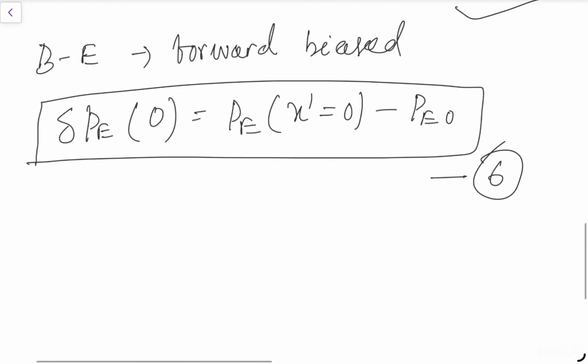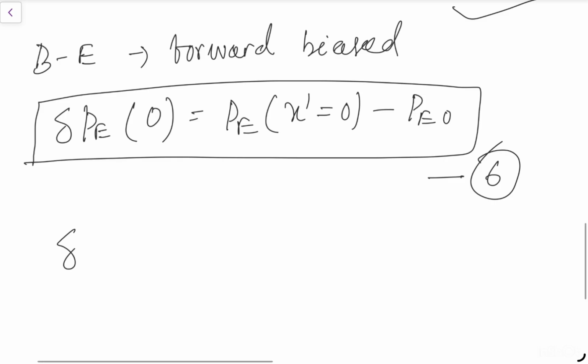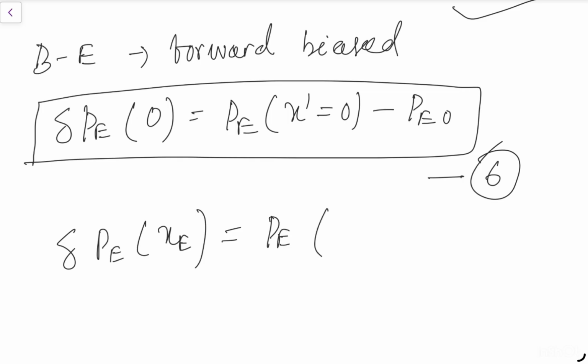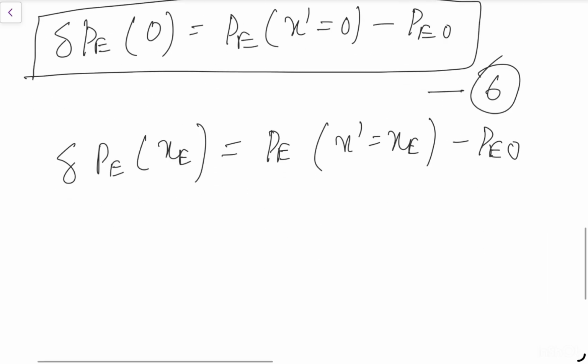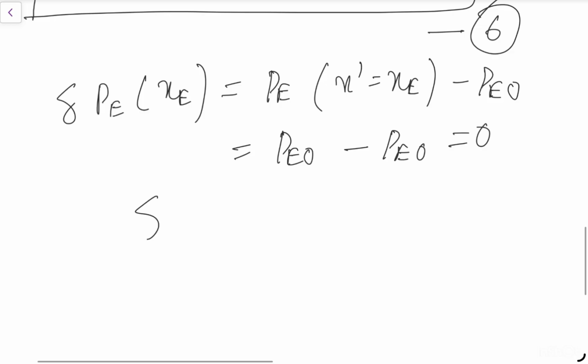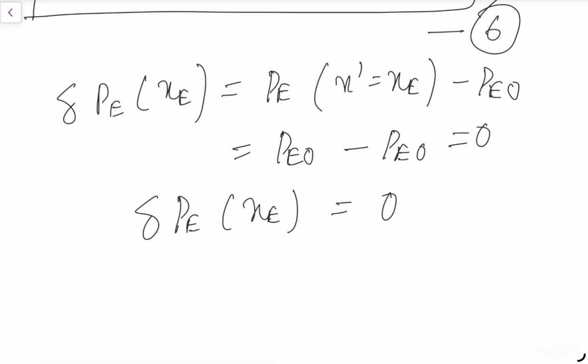So if I write it for the excess carrier concentration, delta PE at xe is equal to PE(x') at x' equals xe minus PE0. That gives me PE0 minus PE0, which is 0, right? So basically we got delta PE at xe, the excess carrier concentration, is 0. Okay, let's take this as another equation.